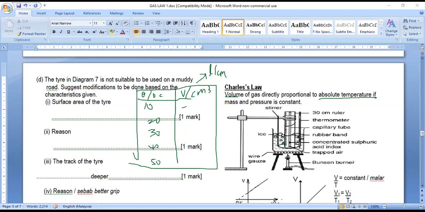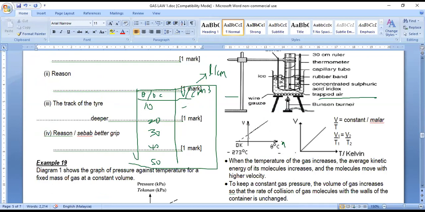And then what you're going to get is a graph like this. When you plot the graph, you get a graph which increases linearly. When you extrapolate the graph, you see that it will cut the x-axis at the value of negative 273 degrees Celsius. So again, you shift the y-axis to this side, so that your graph will look something like this. Then this negative 273, we convert to 0 Kelvin. So that's why volume is directly proportional to absolute temperature.